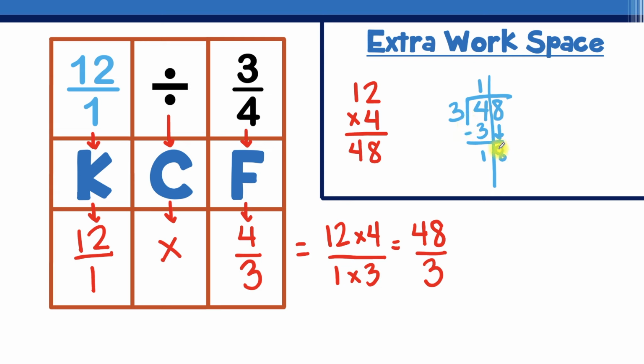Now we've got to try to divide 18 by 3. And how many times can that happen? Well, that will be 6. So I'll put 6 here because 6 times 3 is 18. I'll write that, subtract it, and that gives me 0, which means I'm done. And so our final answer is 16. So we can say the quotient of 12 over 1 divided by 3 over 4 is equal to 16.